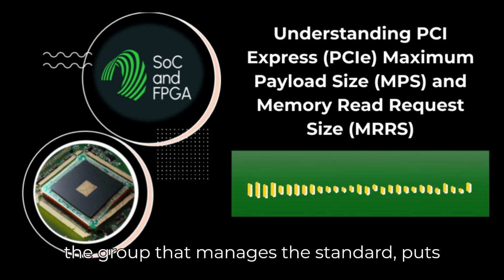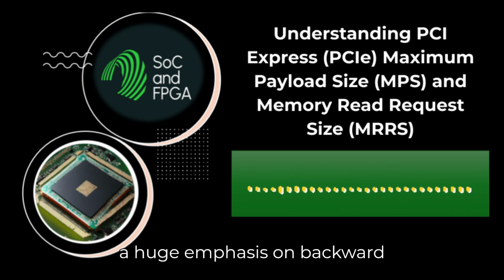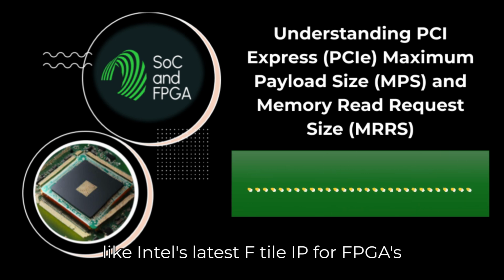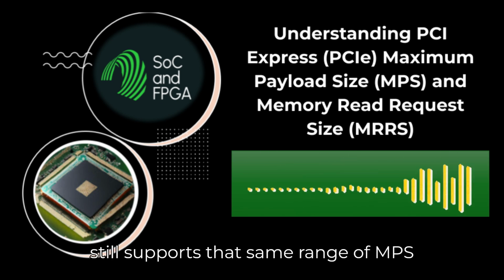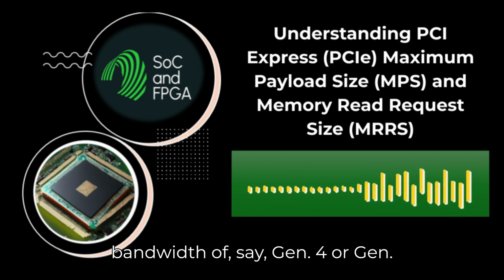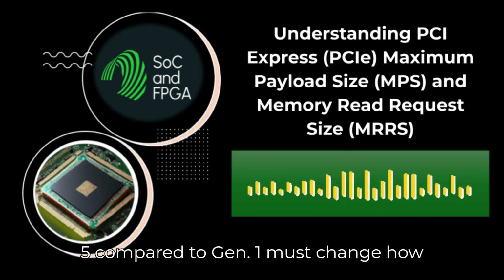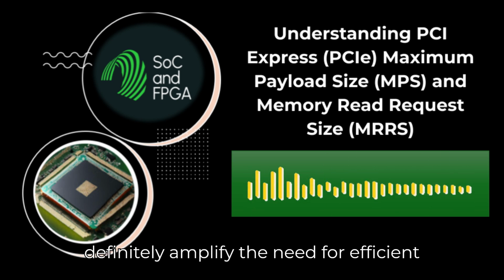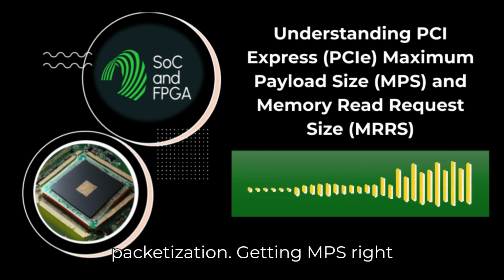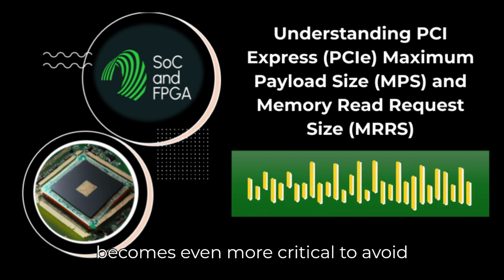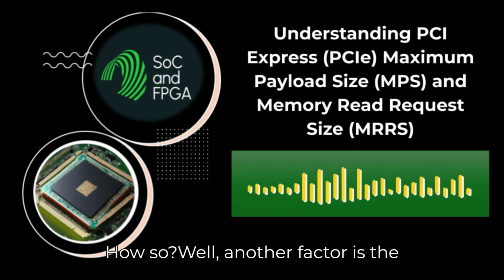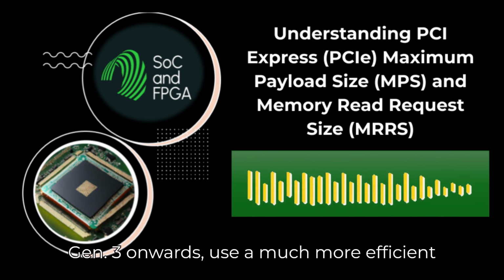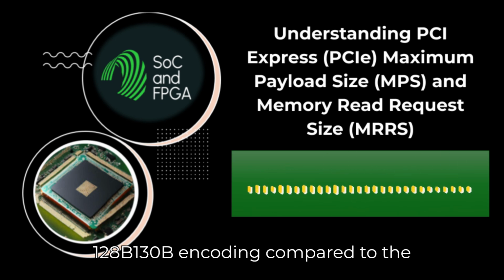The PCI-SIG, the group that manages the standard, puts a huge emphasis on backward compatibility. So even modern hardware, like Intel's latest F-Tile IP for FPGAs, still supports that same range of MPS settings. But surely the much higher bandwidth of, say, Gen 4 or Gen 5 compared to Gen 1 must change how important these settings are. Oh, absolutely. The increased link speeds definitely amplify the need for efficient packetization. Getting MPS right becomes even more critical to avoid wasting that precious extra bandwidth. How so? Well, another factor is the encoding efficiency. Later generations, Gen 3 onwards, use a much more efficient 128b/130b encoding compared to the old 8b/10b.